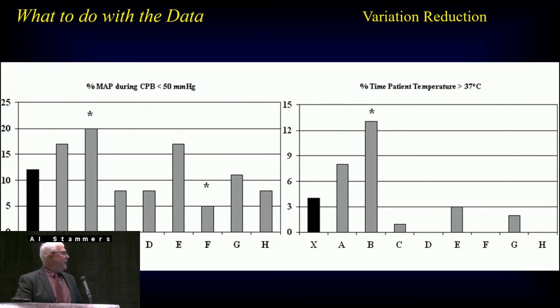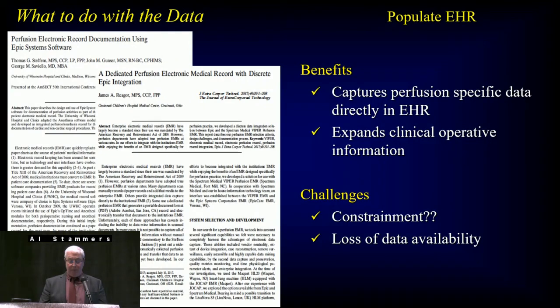variation occurring. Perfusionist B, for example, had mean arterial pressures that were significantly greater, time period less than 50 millimeters of mercury, and also had the highest perfusion temperatures for all individuals. So if you're a clinical data manager and you see this, that would be your low-hanging fruit to involve that individual with some sort of assistance to improve their performance.